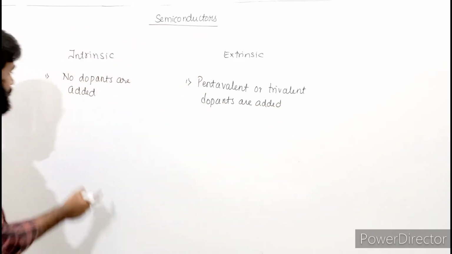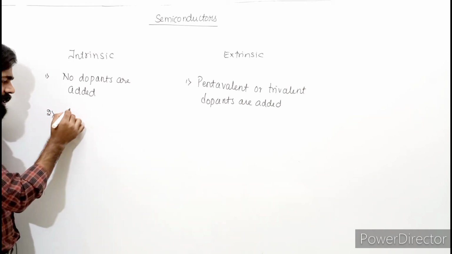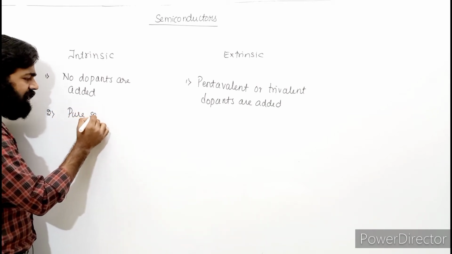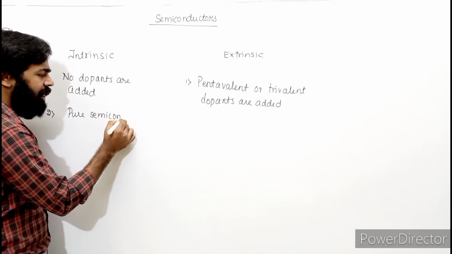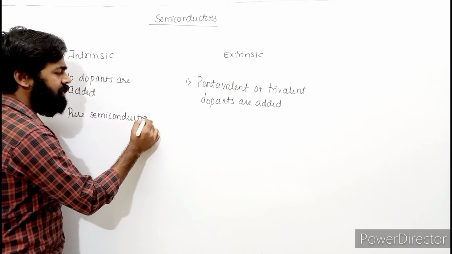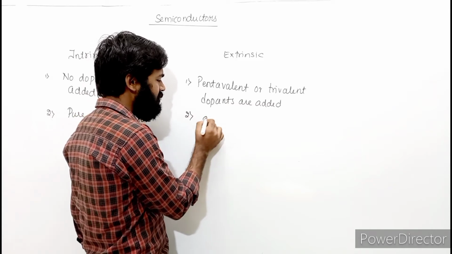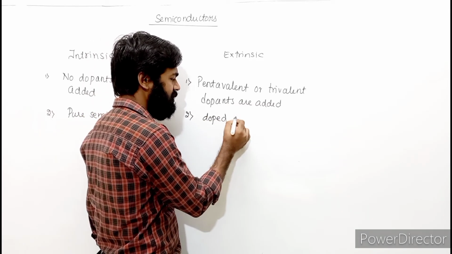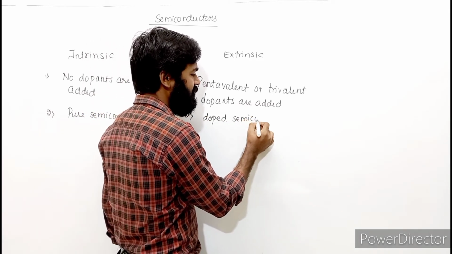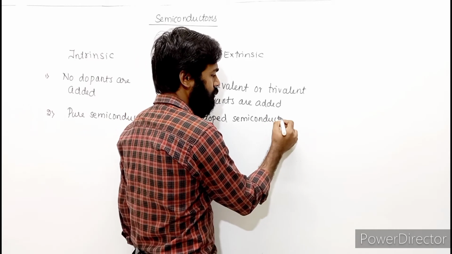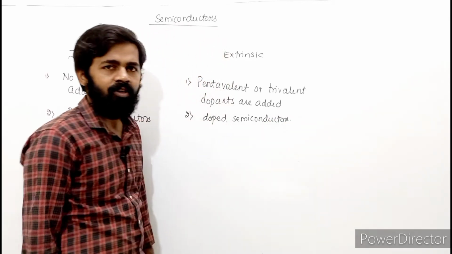Now these are called pure semiconductors, because we are not adding anything. Right, it's purely made up of silicon. Now these are called doped semiconductors, because we are adding the dopants.